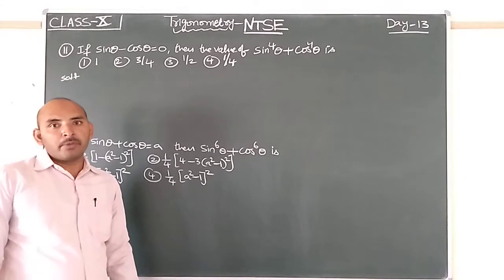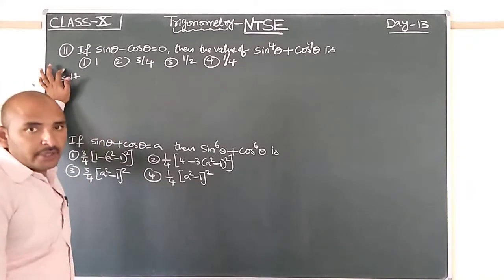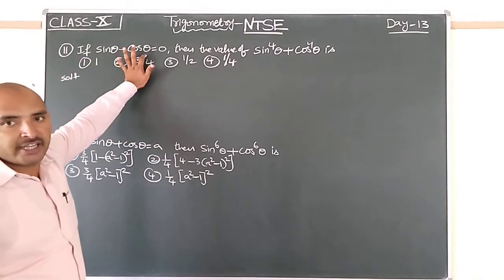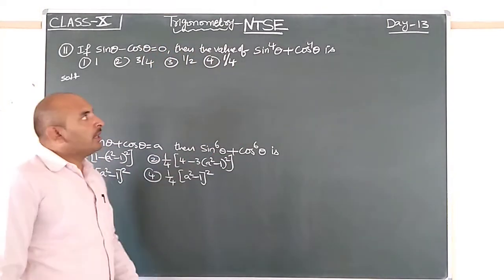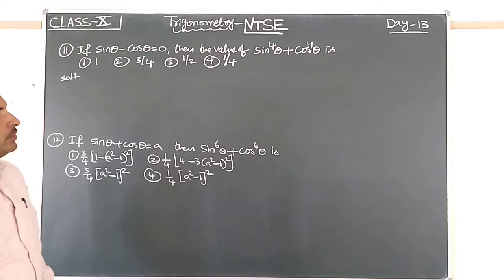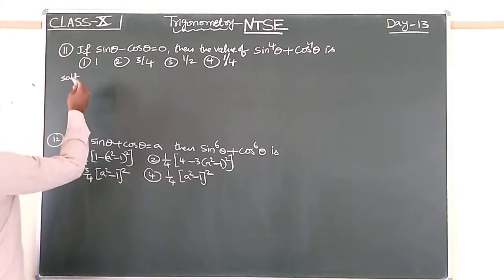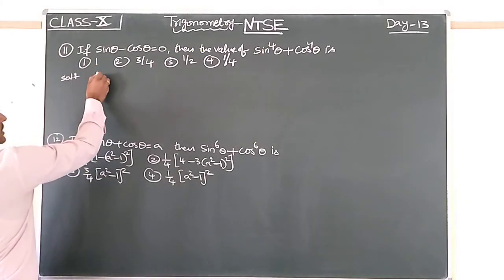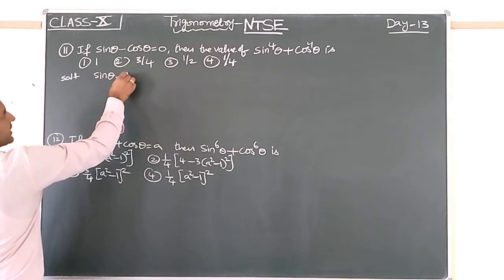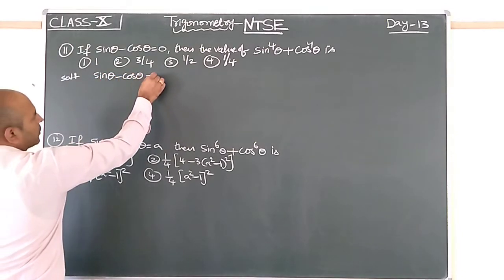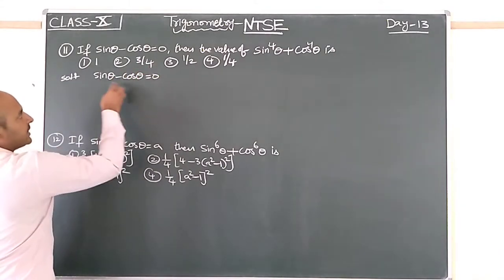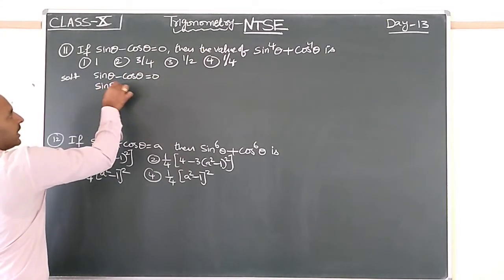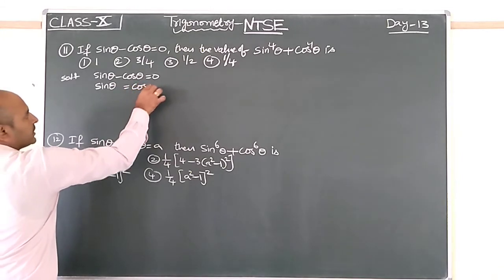So let us see the next problem. Moving on to problem number 11. If sin theta minus cos theta is equal to 0, then the value of sin power 4 theta plus cos power 4 theta is. So given data, sin theta minus cos theta equal to 0. What is the meaning of this? Take minus cos theta to this side. Sin theta is equal to cos theta.